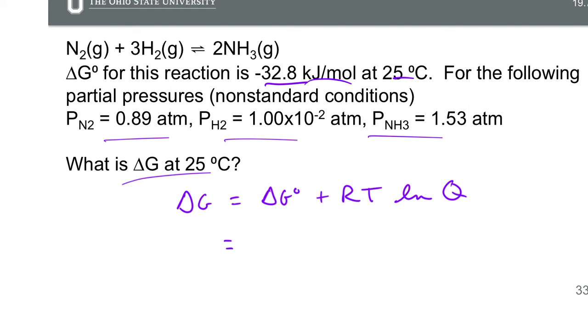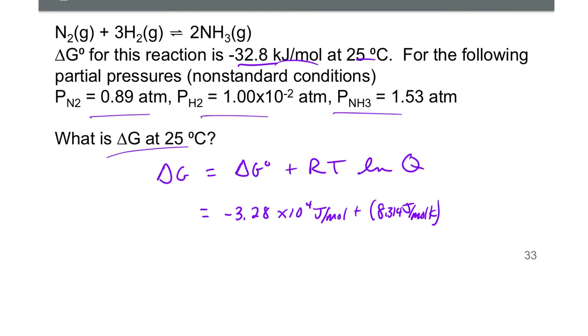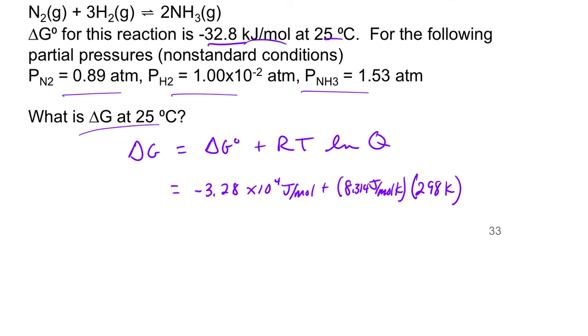Let's see, delta G naught is minus 3.28 times 10 to the 4th joules per mole, plus R, which is 8.314 joules per mole Kelvin, times our temperature in Kelvin, that's 298 K. Kelvins are going to cancel there. And then the natural log of Q. Q is going to be equal to the partial pressure of the products divided by the reactants. And don't forget to raise to the stoichiometric coefficients, just like we calculated Q before in chapter 15.